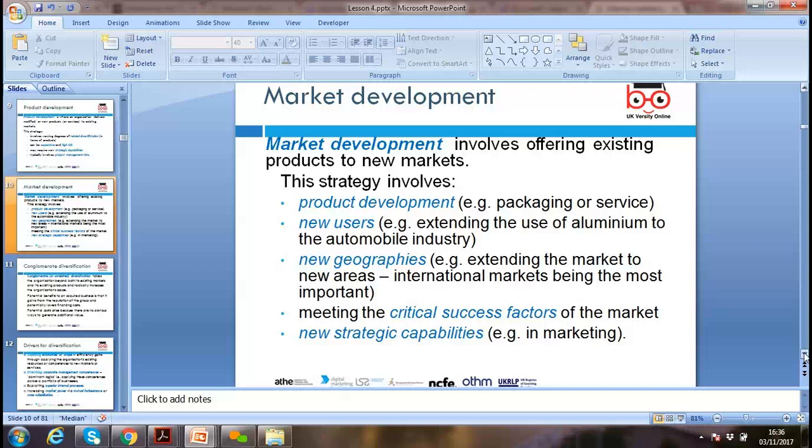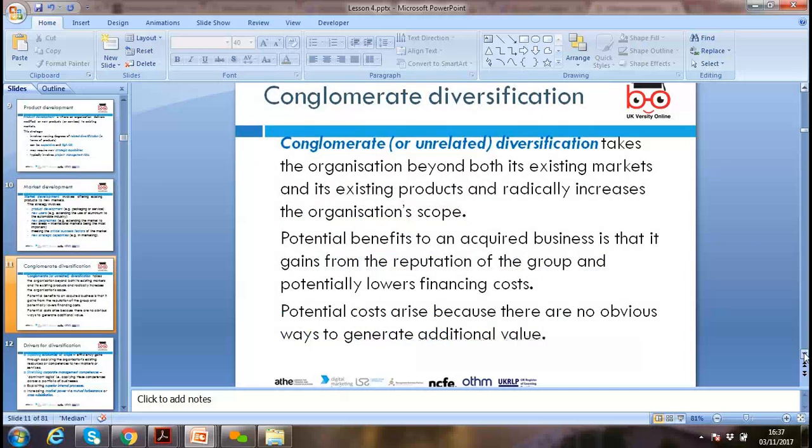Market development involves offering an existing product in a new market. So we need to look at the packaging, services, new users, new geographical locations, new markets. Critical success factors, CSF, is quite popular. What are the critical success factors of taking our product into a different market? We're looking at market development, because sometimes in some markets people don't have purchasing power. So we need to look around, and we need to be very careful.